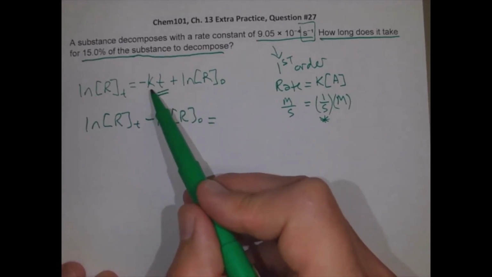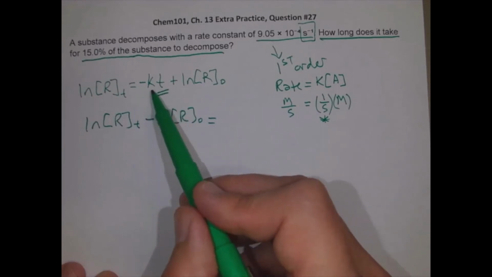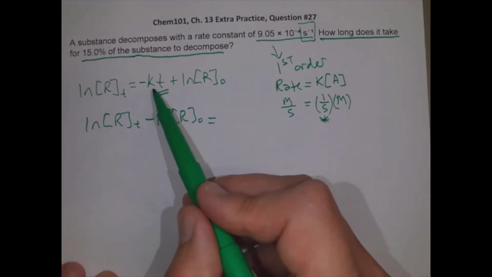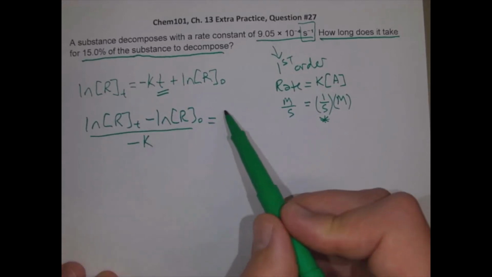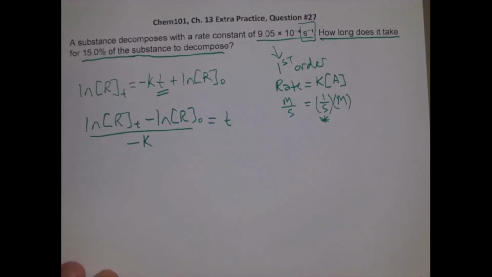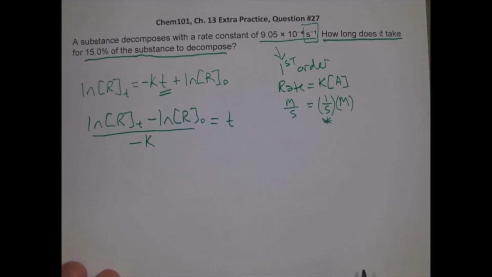And the other thing I'm going to do is divide both sides by negative rate constant so that I get rid of this. So I'm going to divide that by the negative k, and so that isolates the time. Okay, so that's kind of the next thing to do in a problem like this, is rearrange and solve for the variable that you're looking for. Now the last thing you need to do is plug in numbers.